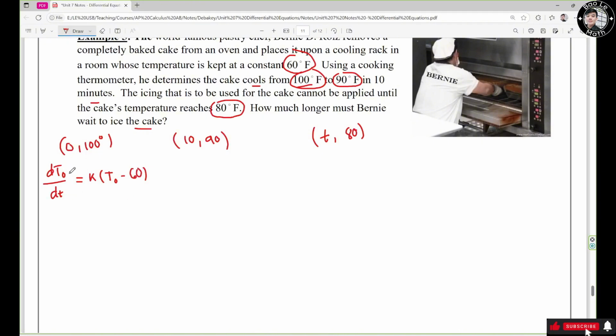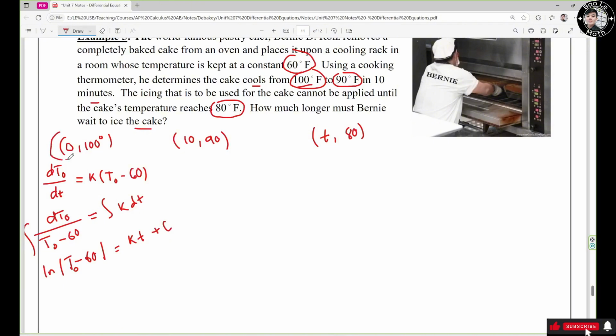Now you need to solve this differential equation by separation. So I'm going to separate this one first. I have dT, divide both sides by T minus 60, and multiply both sides by dt, so I have k dt. Now I need to take the antiderivative of both sides. So this turns out to be natural log of the absolute value of T minus 60 equals kt plus c.